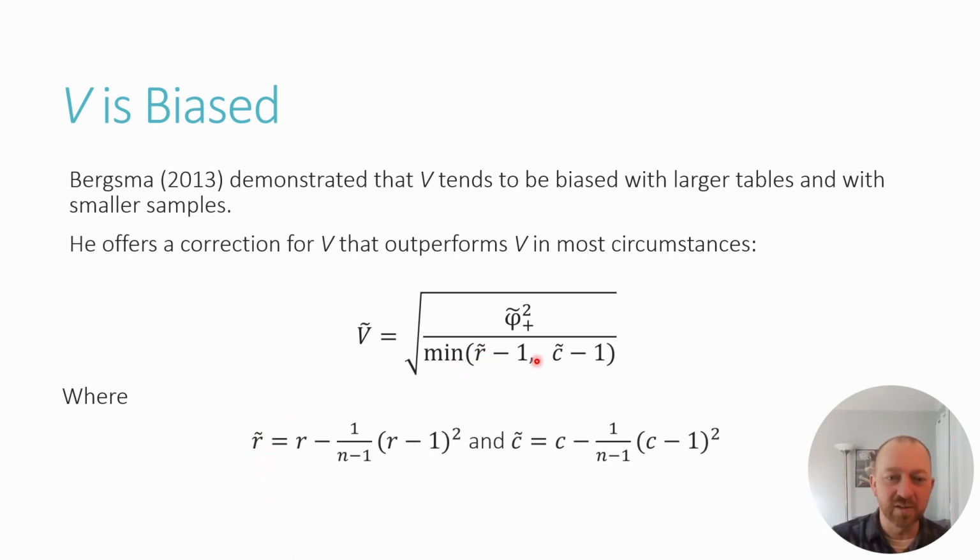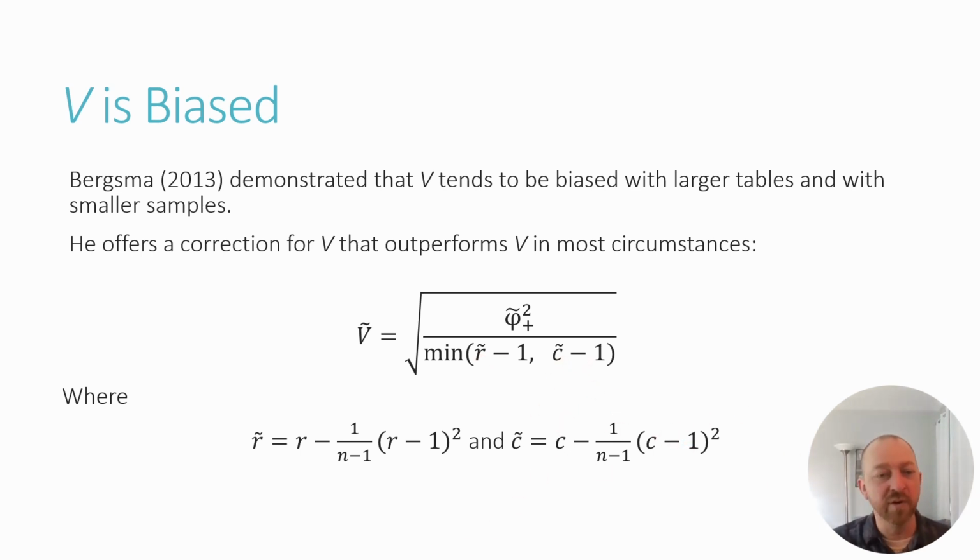So you can see the R with a little squiggle and the C with a little squiggle, and this is the phi with a little squiggle. I'll walk you through all of this and we'll make it more usable. This is the separate equation to figure out R with the little squiggle, and then a separate equation to figure out C with the little squiggle.